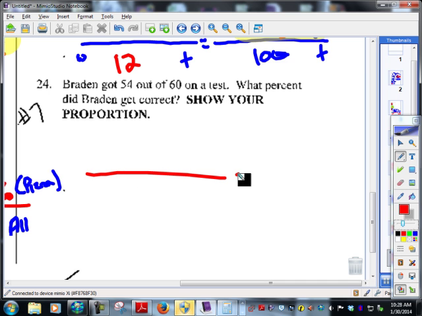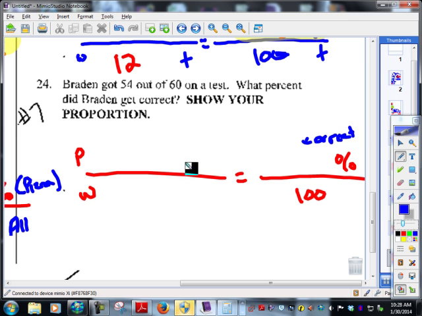Okay, here's my proportion here. Okay, it says Braden got 54 out of 60 on a test. What percent did Braden get correct? So again, what is that percentage representing, guys? That's the percent that he got right on the test. So that's correct? Yes, that is.